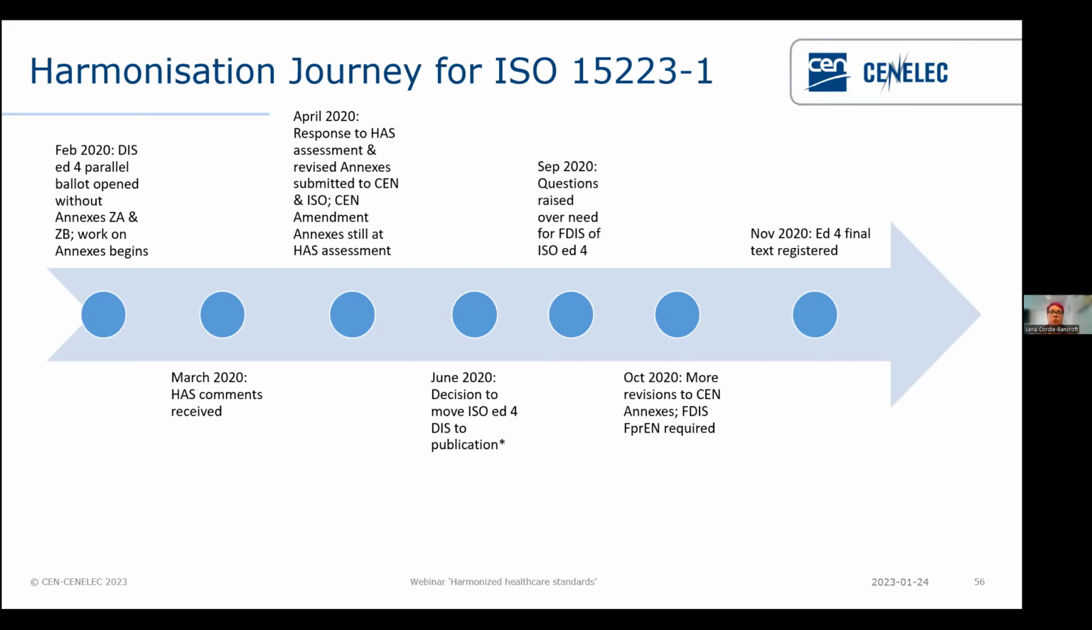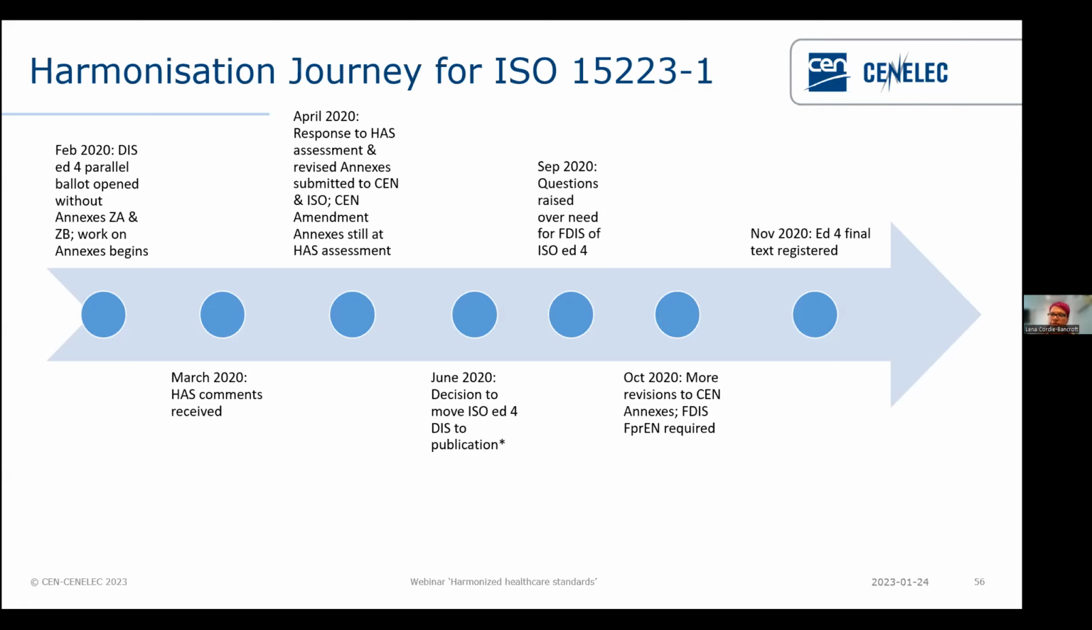So it's at this point that the project started to diverge, the timelines diverge, and we're like, all right, are we going to continue with edition 3 and the harmonization, or are we going to focus on the new edition 4 and moving that forward? In June, it was decided that we were going to move the ISO edition 4 DIS version 2 publication.